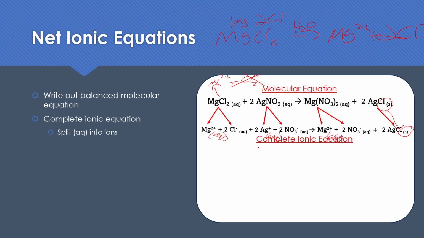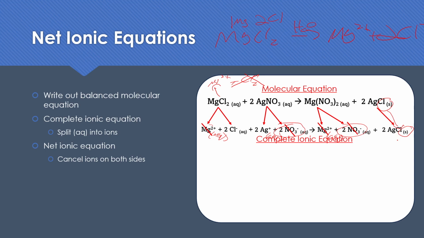Then to go from the complete ionic equation to the net ionic equation, what we do is we cancel ions that are the same on both sides. So for instance, here I've got 2 chloride minus, and here the chlorine is in solid silver chloride. So that did something. But I've got magnesium 2 plus here, and I've got magnesium 2 plus there, so those are going to cancel out. I've got 2 nitrate here, and 2 nitrate here, so those are going to cancel out. Okay. So the silver and the chloride end up in a solid.